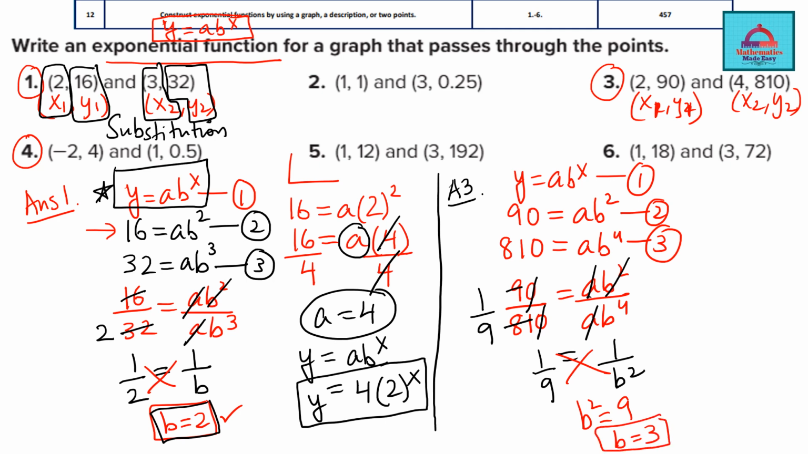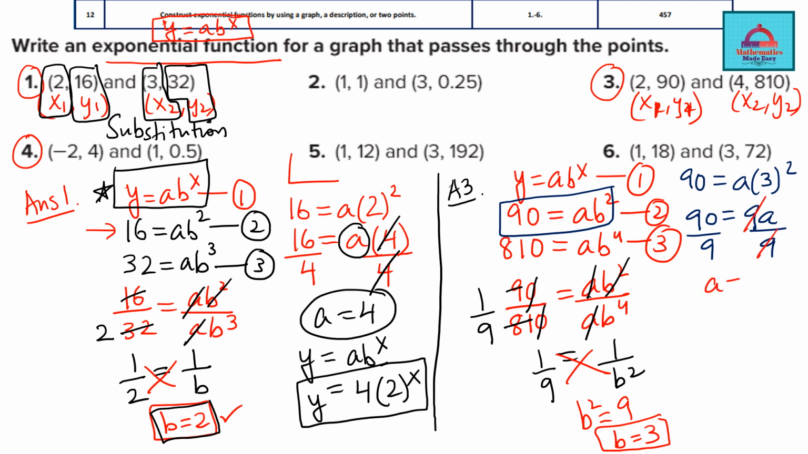I ignore the negative sign, I only take the positive value. So now I put back in this equation. So 90 is equal to a multiplied with 3 squared. Square of 3 is 9, so 9a is 90. Divide by 9 both sides. I cancel the common term. So a is going to be 10.